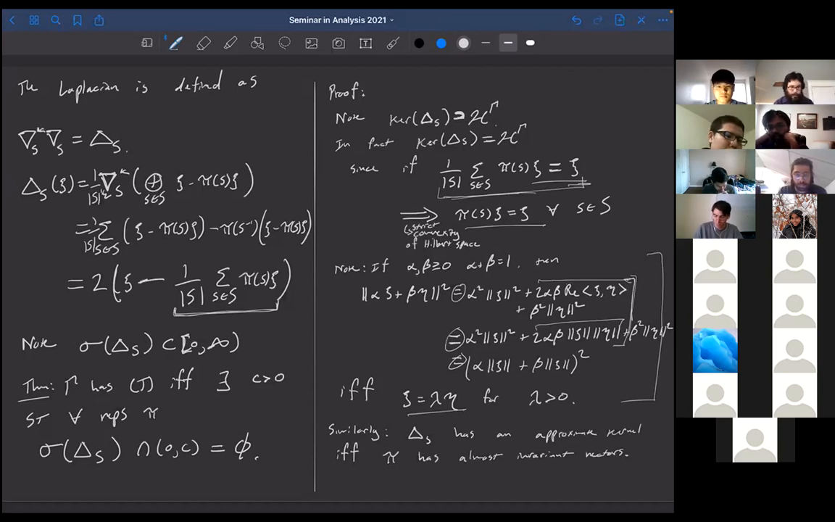And having an approximate kernel is exactly saying that if you look at the orthogonal complement of the kernel, then you have zero in the spectrum there. But of course, zero can't be isolated in the spectrum there, because if you have an isolated point in the spectrum, it has to be an eigenvalue. So when you restrict yourself to the orthogonal complement of the invariant vectors, if zero is in the spectrum, then it has to be not an isolated point. Right, so you get this if and only if we do not have spectral gap.